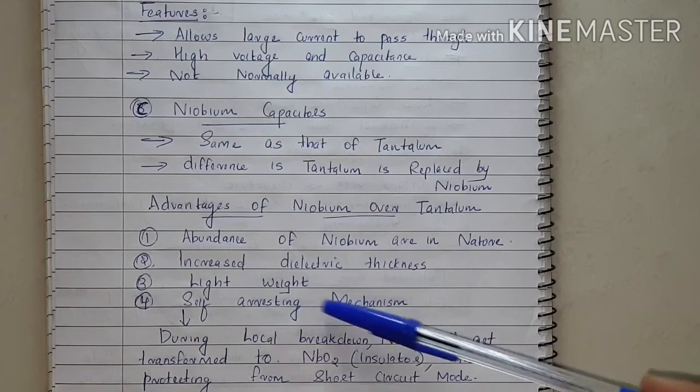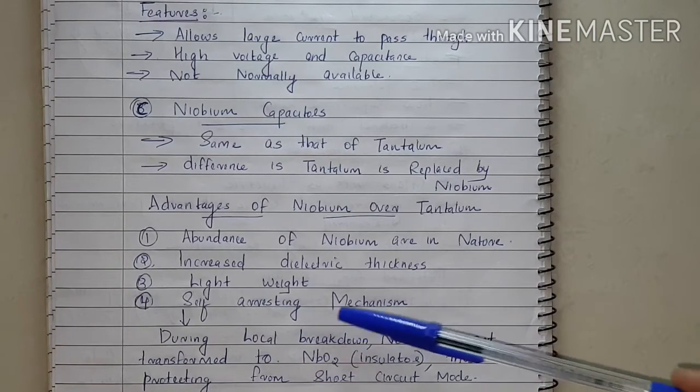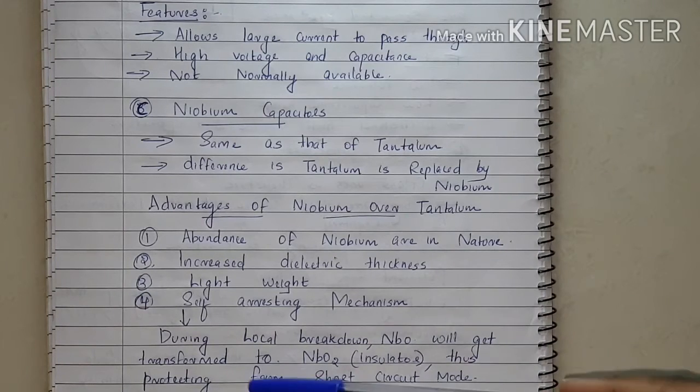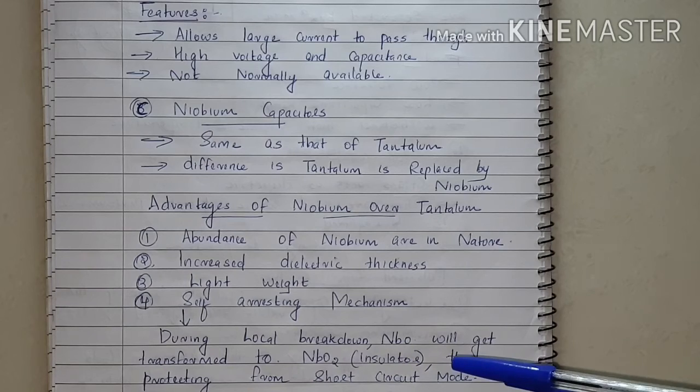Third is lightweight, and the fourth one is because of their self-arresting mechanism. That is, during local breakdown, NbO will get transformed to NbO2, which is an insulator that protects from short circuit mode.